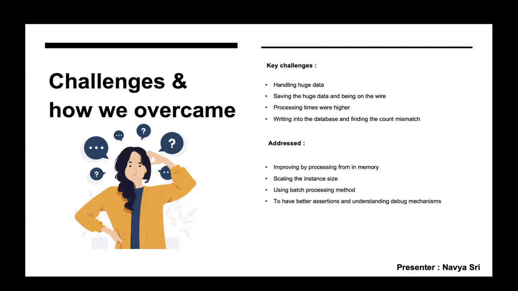At the same time, when we were trying to write into the database, sometimes we could see a mismatch. To identify that better, we also had right-fitting assertions and improved the logging mechanism. That helped us a lot.